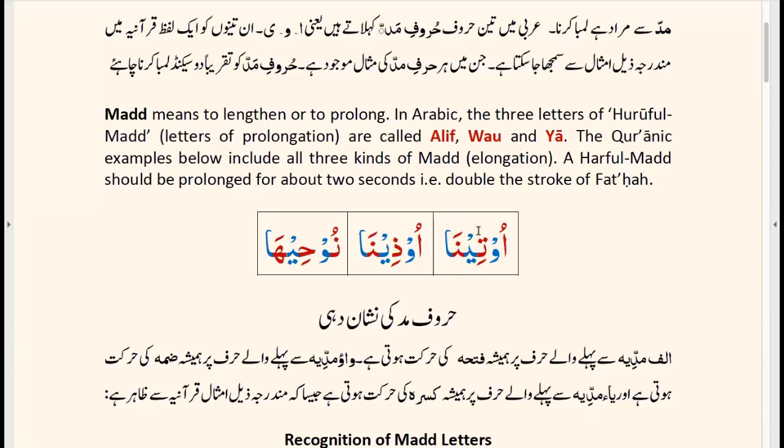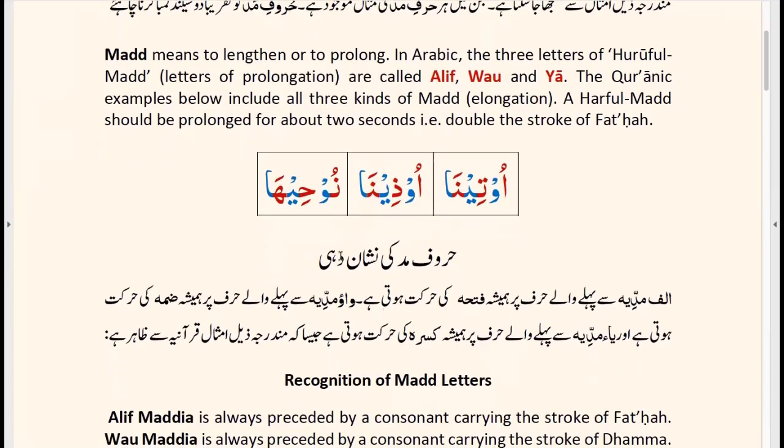So I will read out this word here, Utina. As you can see, I'm prolonging all of them for 2 seconds. Okay, Udina. Again, I'm prolonging the alif for 2 seconds because we have waw here, and then I'm prolonging the dal for 2 seconds because we have the ya here, which is the haruf al-mad, and the noon for 2 seconds because we have alif here, which is also haruf al-mad. Okay. Nuhiha. Again, I've prolonged all three of them, the noon, the ha, and the ha here.